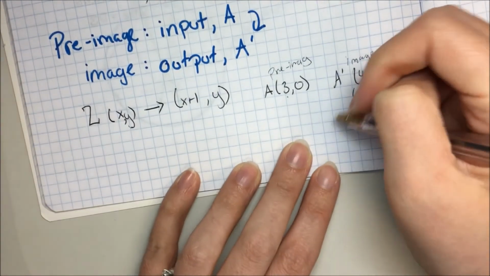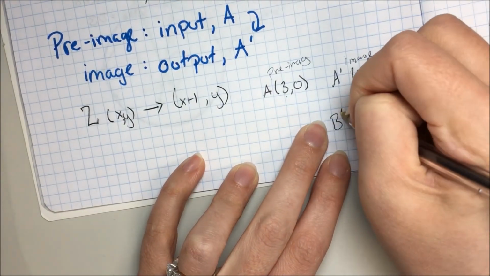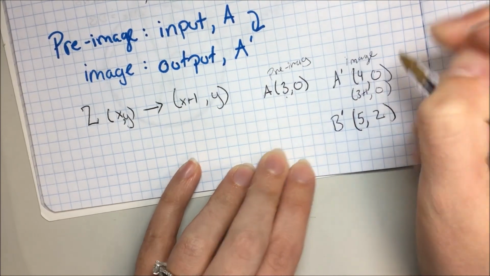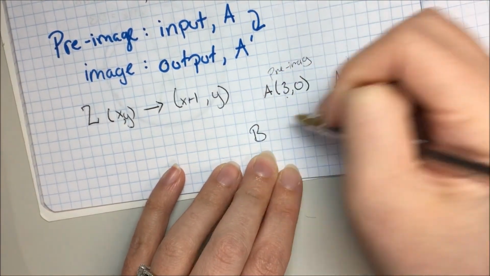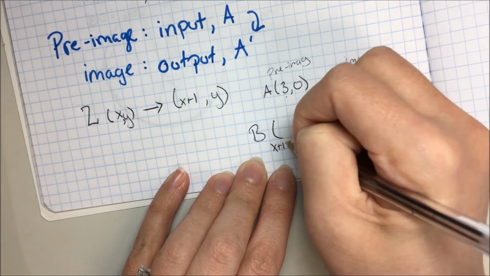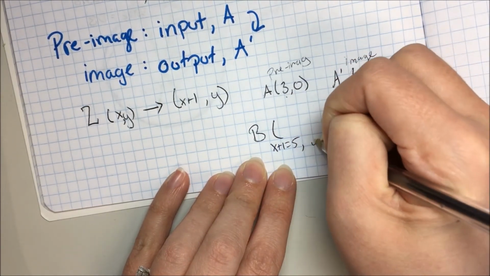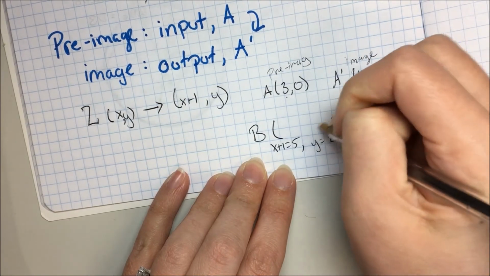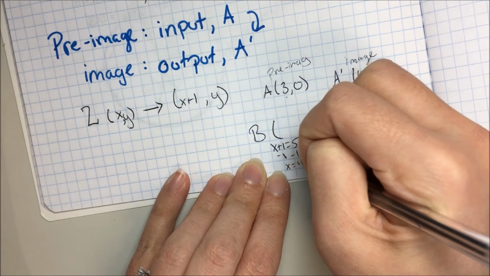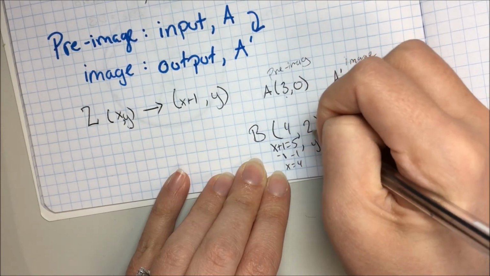Okay. Now let's say they gave me a different point. Let's say they told me that the image, B prime, is 5, 2. And they want me to find B. Well, I know that x plus 1 equals 5, and y equals 2. So, to solve for x is 4, y is 2.